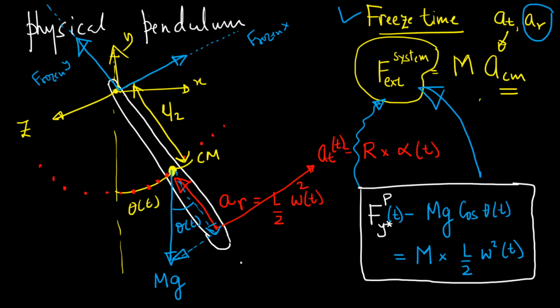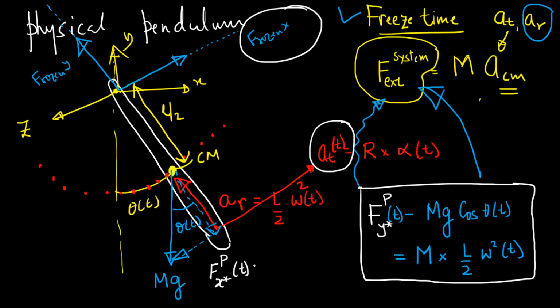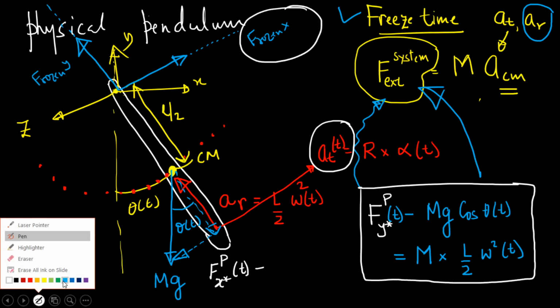Now we can do this one more time, and this time in the frozen x direction, which seems to coincide with the tangential direction. So once again, there is a force from the pivot. So frozen x star, force from the pivot at that instant of time, plus, now once again minus. I'm sorry. So you please make sure that you got this.